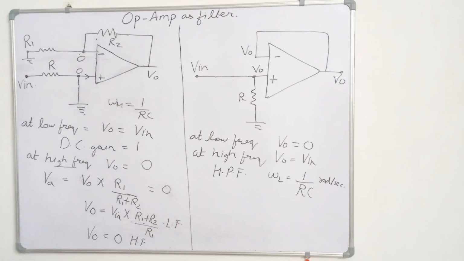So in this circuit at low frequency the gain is 1 plus R2 upon R1, and at high frequency the output voltage is 0. So again it is working like a low pass filter.